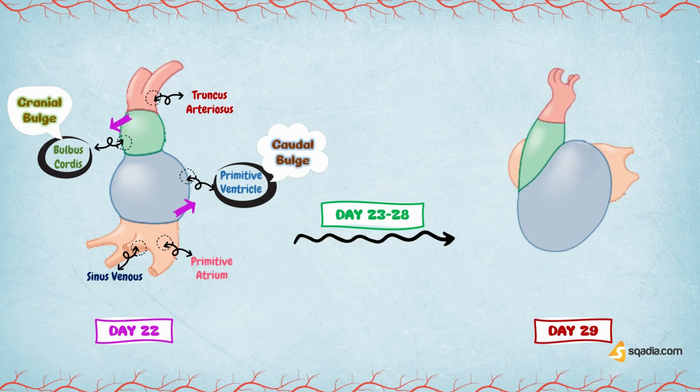Now, this is the heart tube at day 29. You can see the junction between the bulbus cordis and ventricle by the presence of the bulboventricular sulcus. Now, this is truncus arteriosus. This is bulbus cordis. This is ventricle. And this is left atrium.